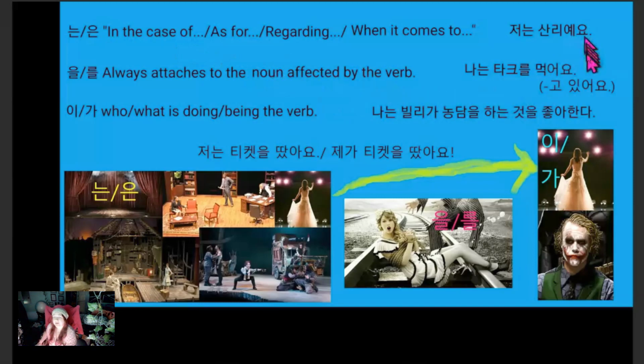Let's begin with our topic marker. Okay, so we've got the 는 or 은, and this depends on whether it's following a consonant or a vowel. If we have a vowel, we're going to have 는. If we are following a consonant, we're going to have 은. It's going to have a feeling of, okay, when it comes to this thing, regarding this thing, spotlight on this thing.